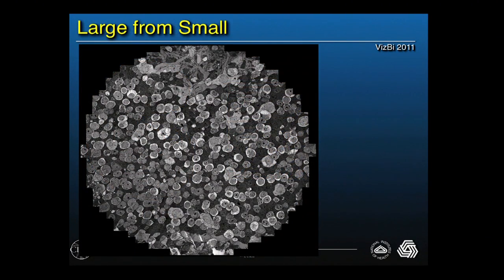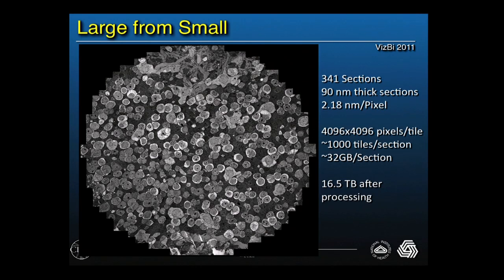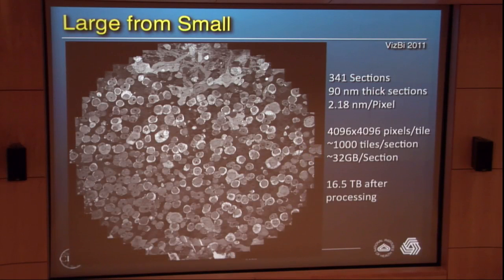Large can come from small things. This simple, innocent-looking diagram here looks like a microscope image of some sort. Who knows what it is? It turns out that it's a single slice from a multi-section series. There are 341 sections, 90 nanometer thick sections. Each one of these sections has 2 nanometer per pixel resolution. So this is a very high resolution image that was actually constructed by mosaicing, taking multiple scans in a microscope at the highest possible resolution and bringing those all together, so that each one of the tiles, and this little block here is a tile, each one of those tiles is already 4,000 by 4,000 pixels.